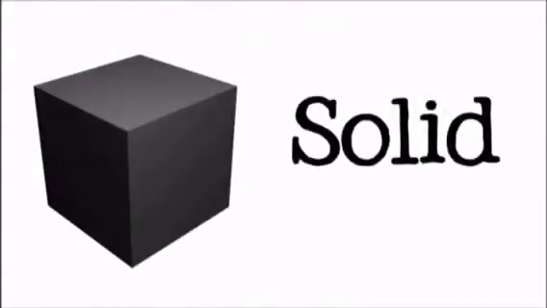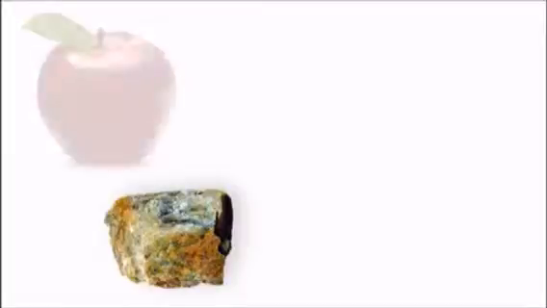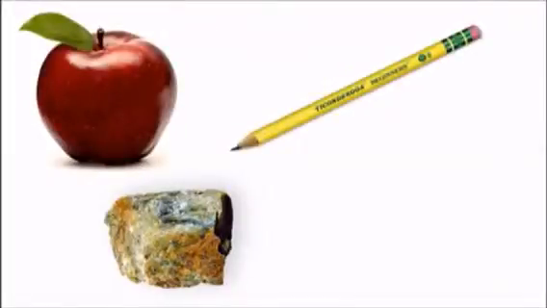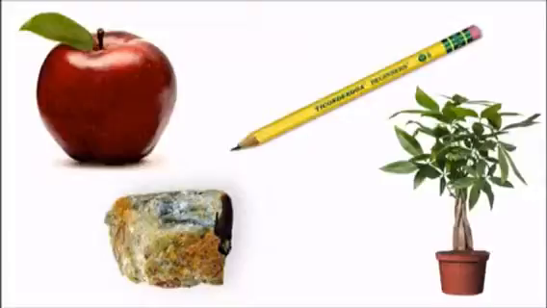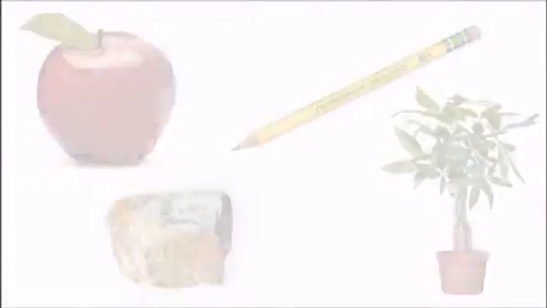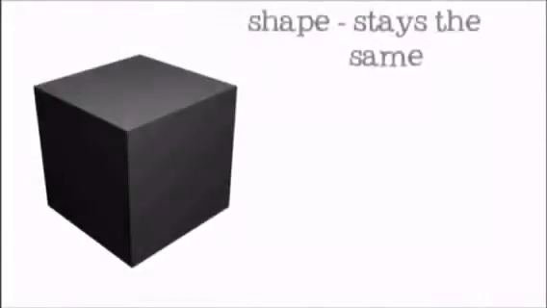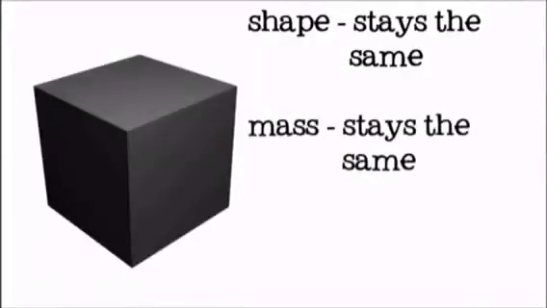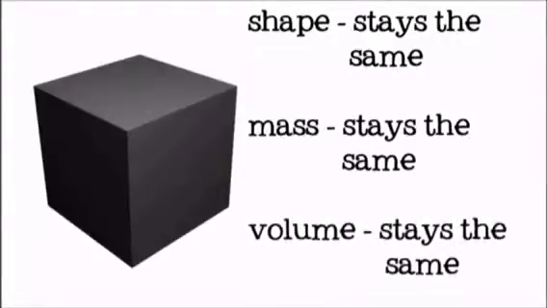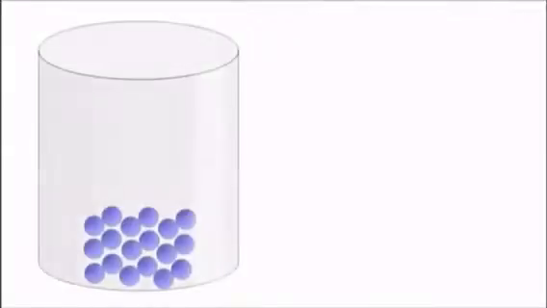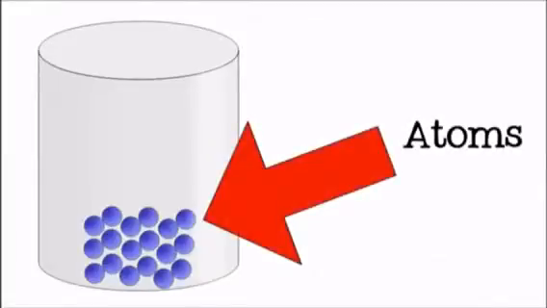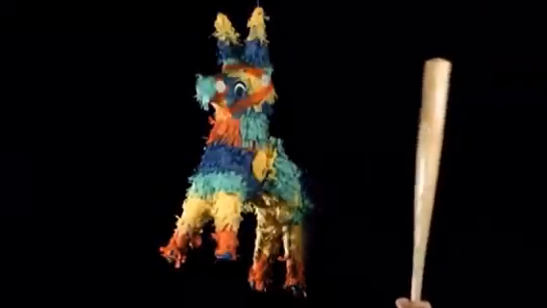Solids are easy to recognize. Rocks, apples, pencils, and plants are all examples of solid objects. A solid object has a definite shape that doesn't change when you move it or put it in a container. They also have a consistent mass and volume. This is because the atoms in a solid object are packed closely together, so they do not move around. A solid will change shape only if forced, for instance, if it is broken or smashed.